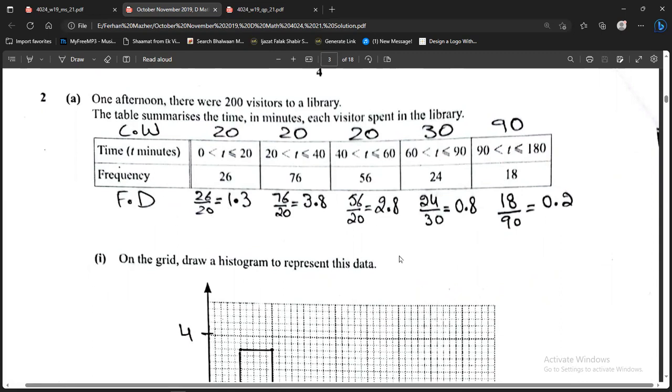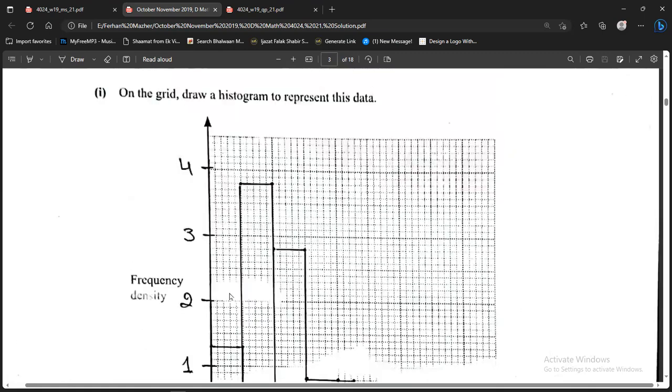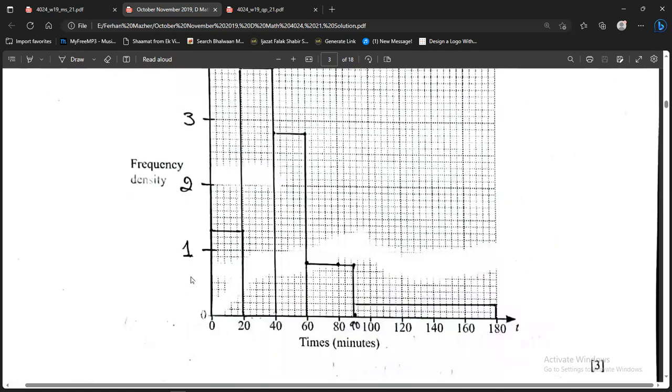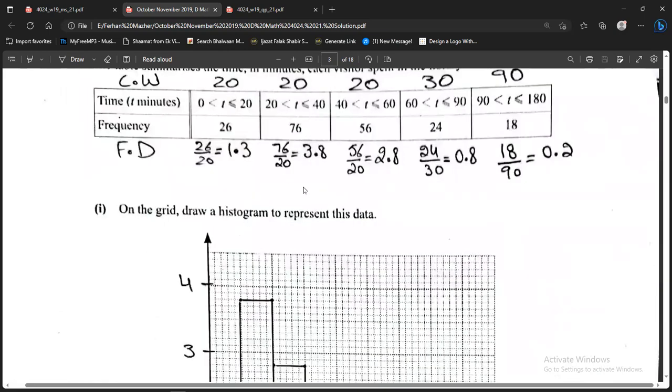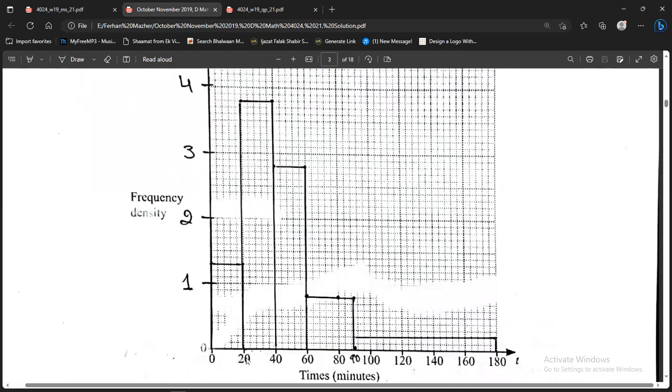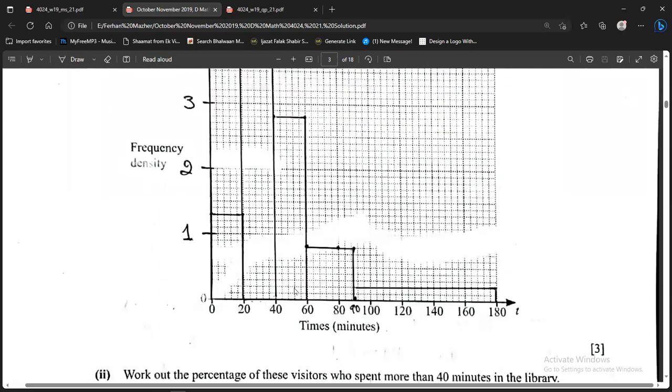So now I know the frequency density of each class. Now I will represent this on the histogram. From 0 to 20, it is going up to 1.3. So 1.3 is here. From 0 to 20, I will draw this bar. And from 20 to 40, it is going up to 3.8, so I will go up to 3.8. So this bar. Then we have from 40 to 60, 2.8. You can see this bar.